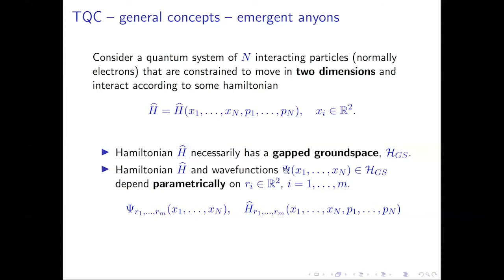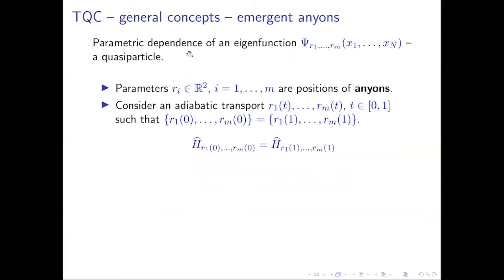Then the Hamiltonian has some wave functions, so we consider some ground state wave functions. And we assume that they depend parametrically on some parameters that are on the plane too. So that's quite an abstract setting. We've got some Hamiltonian that has parameters from R2, m parameters, and the wave function also depends parametrically on those. This parametric dependence of an eigenfunction of a multiparticle Hamiltonian can be called a quasi-particle. It's like some collective motion, some collective behavior of many particles, and we are looking at it as a quasi-particle.